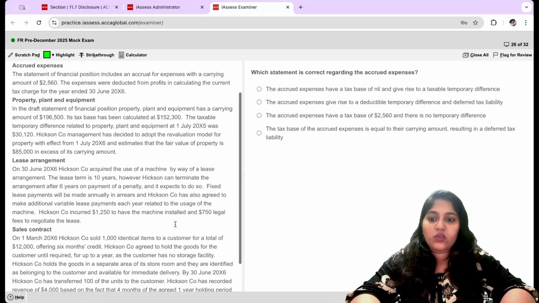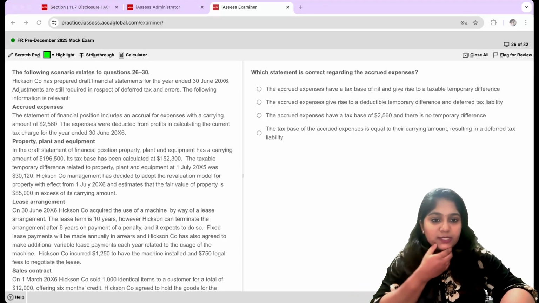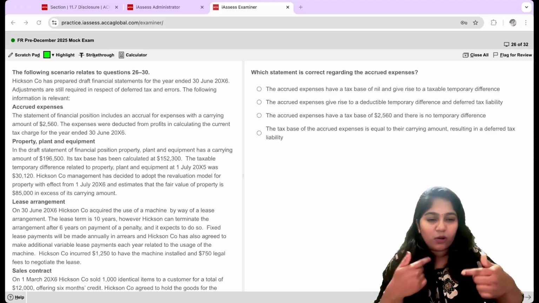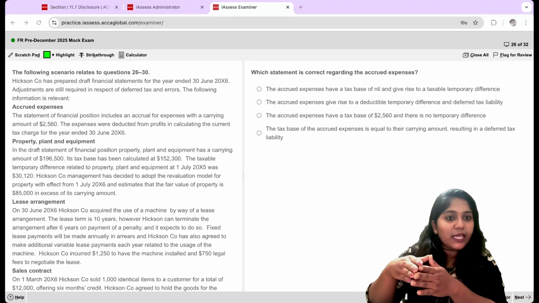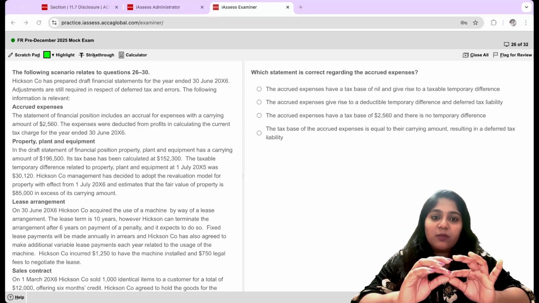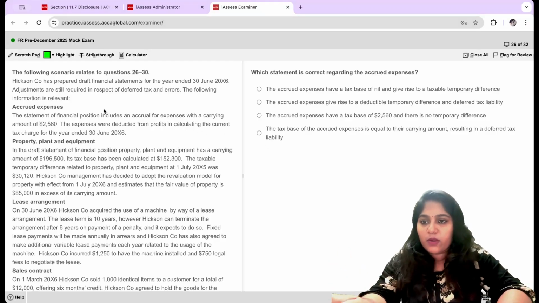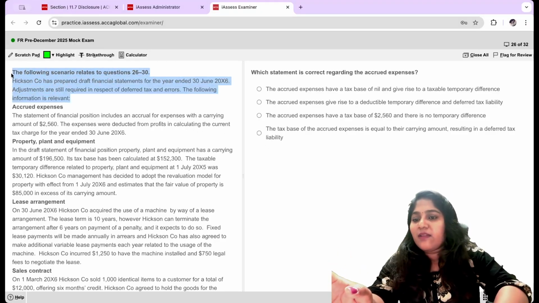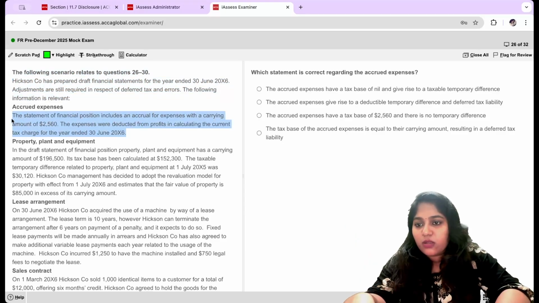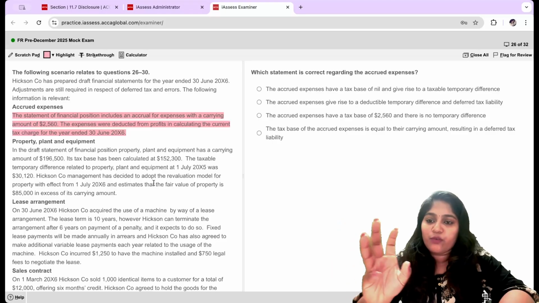Now, great. Now we have the last set of 5 Section B questions. I think Section B goes a little far because there are a lot of theoretical questions, since some are case study based. Okay, so let's take the next part. Which statement is correct regarding the accrued expenses? So it's about the accrued expenses. Please read only about the accrued expenses. All these others are irrelevant, guys. Okay, so accrued expenses, what does it say? A statement of financial position includes an accrual for expenses with a carrying amount of 2560.